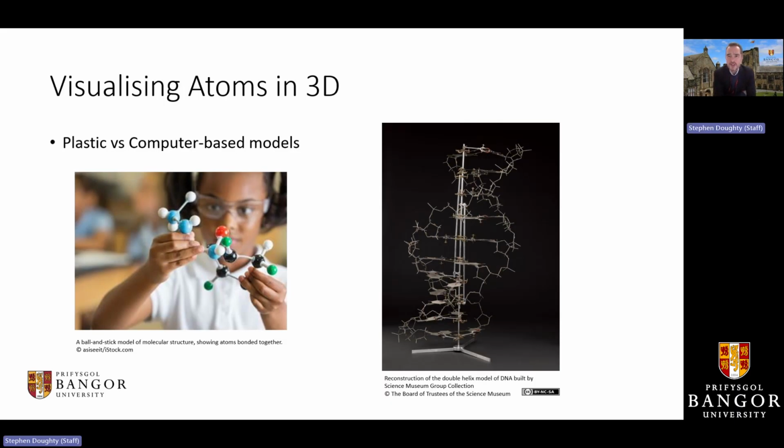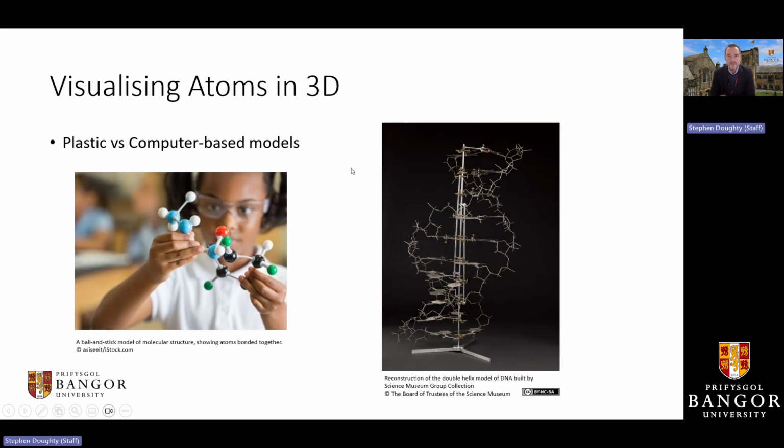You might have seen this picture here of the DNA double helix created by Crick and Watson. And again, that's pretty much about as big a molecule as we can get. And that's a hefty model to be working with. But even then, that's only a few base pairs. It's not actually a very big model.